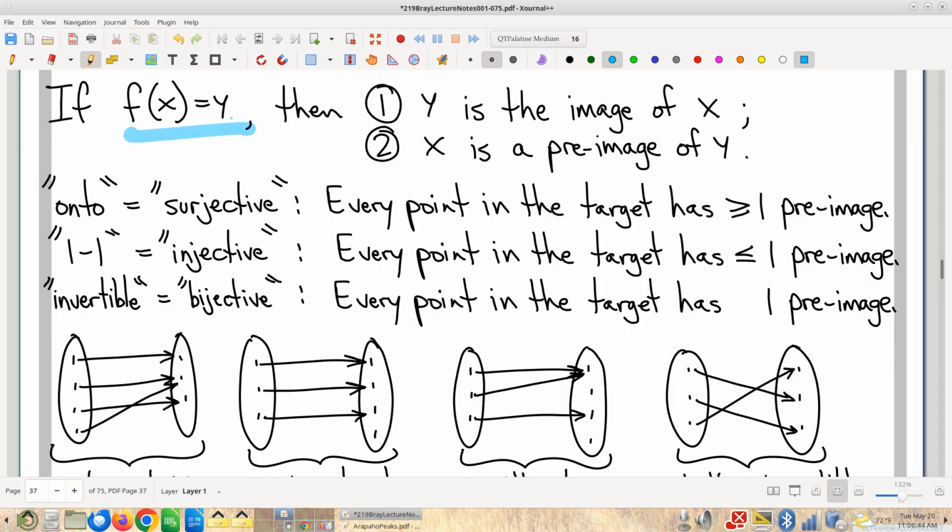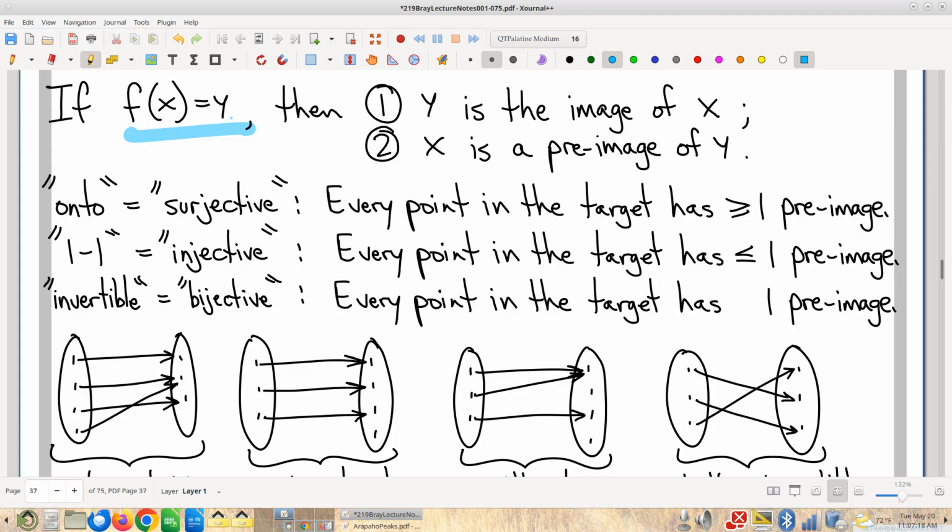When you have something go into a function and something comes out of a function, the output is called the image. Suit yourself as to how you justify that term. I think it conjures this idea of something going in and then landing somewhere in the target. But anyway, the output value itself is called the image of the input, and turning that around, the input that gave that output is called a pre-image of that output.